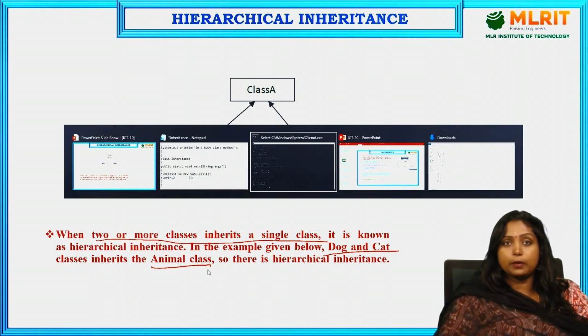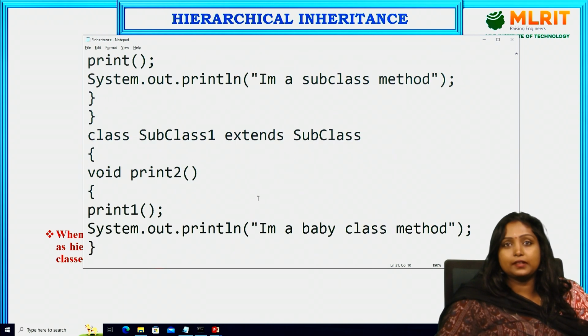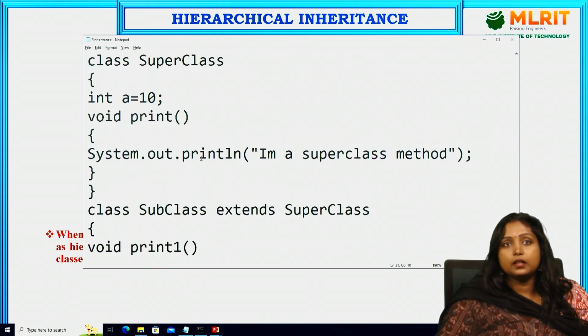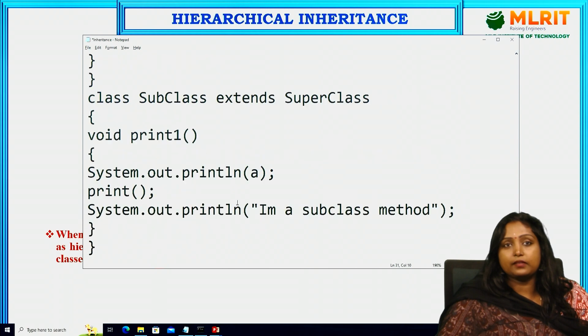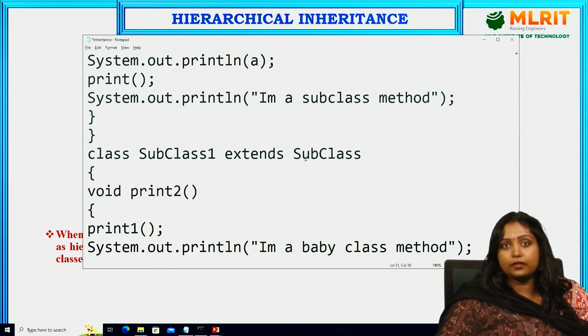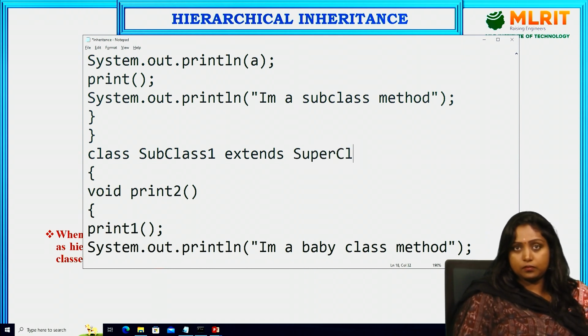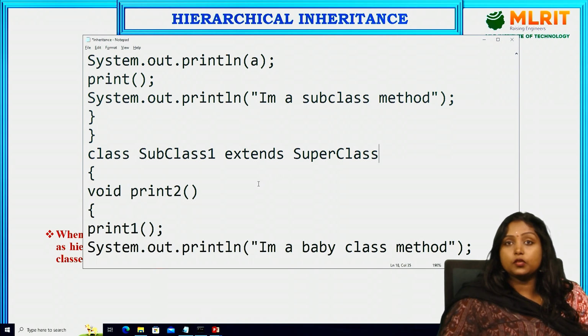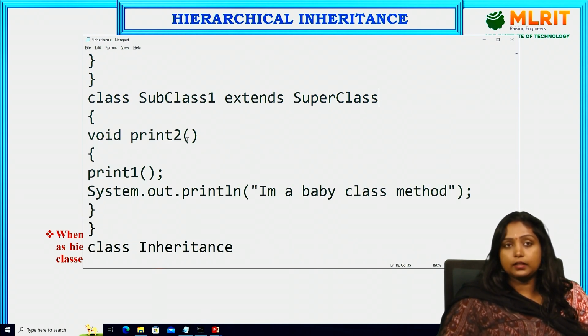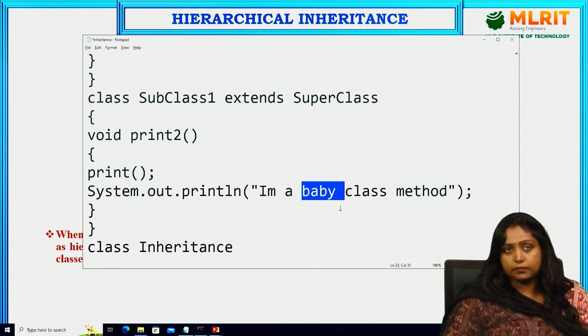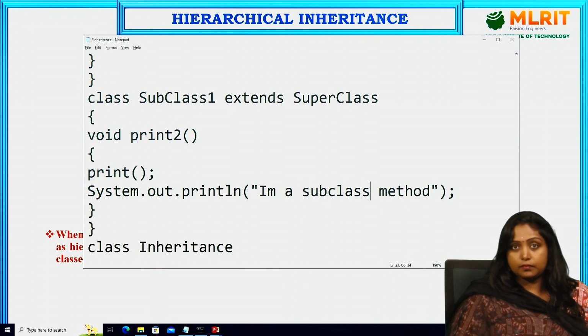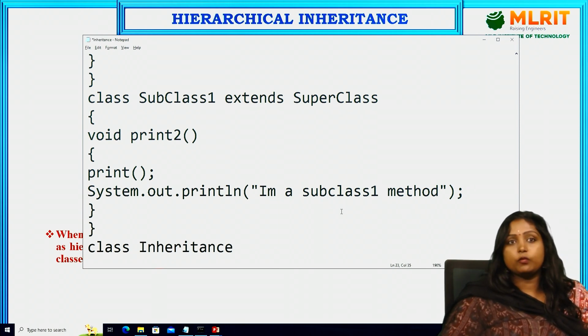We'll have a small program of this. So I just want to have the same thing. Here, this is my superclass. Subclass extends superclass. In the same way, I just want to have subclass 1 also extend the superclass here. So here I am having the print2 method and I am calling the print method. This is the subclass 1 method.